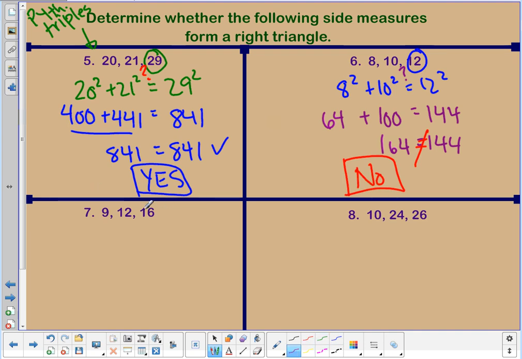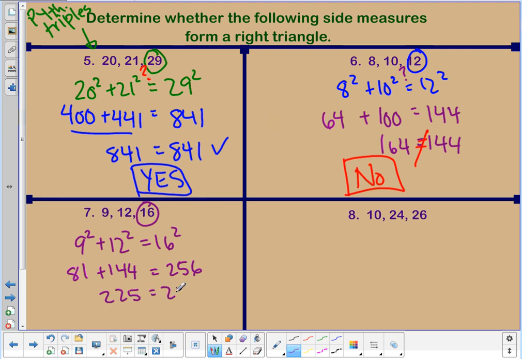In number 7, 16 is my largest side, so that's my c. So I have 9 squared plus 12 squared equaling 16 squared. So that's 81 plus 144 is equal to 256. Adding those together, I get 225. And 225 and 256 are not equal. So your answer there again is a no.